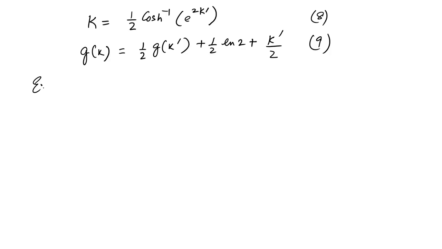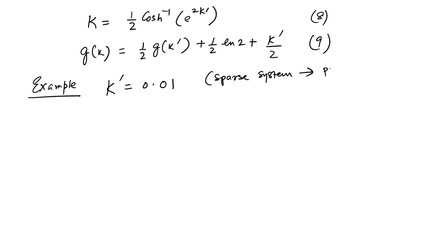And in fact, let's start with an example in which you have a sparse system, so that we have k prime equal to 0.01, that's the coupling constant. So you have a sparse system, and we wish to populate it to get a populated system.